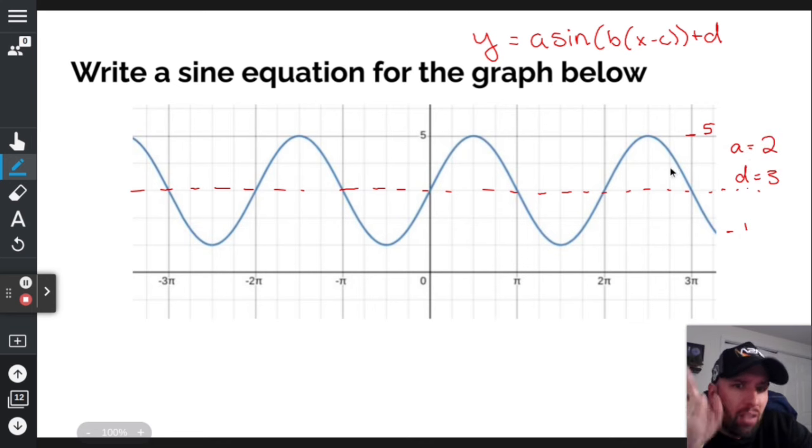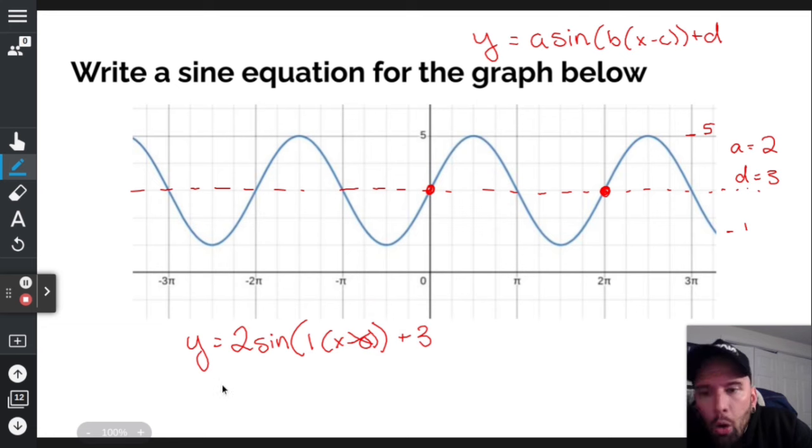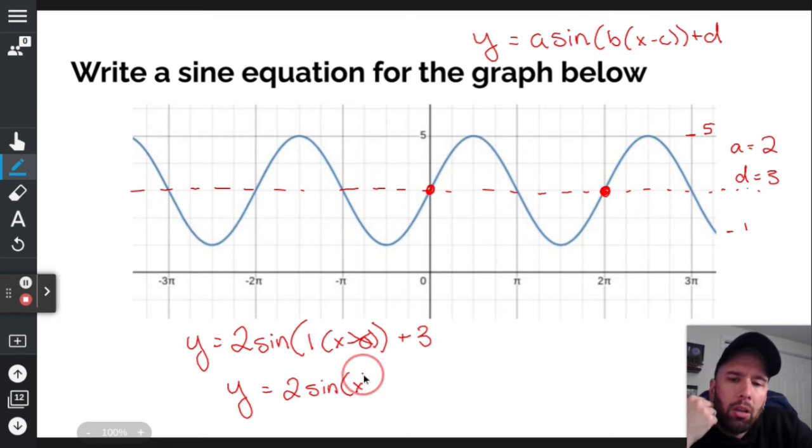That's what I know. This is sine, and sine is supposed to start at 0, 0. This does. There is no horizontal phase shift. And the period for this guy is 2 pi, which means the frequency is 1. So these are the only two pieces of information that I need to come up with my equation. So y equals 2 sine 1 x, no phase shift, so I'll clean this up in a minute, plus 3. Okay, so y equals 2 sine regular x, because 1 times x is just regular x, plus 3. Okay. I can handle that just fine.